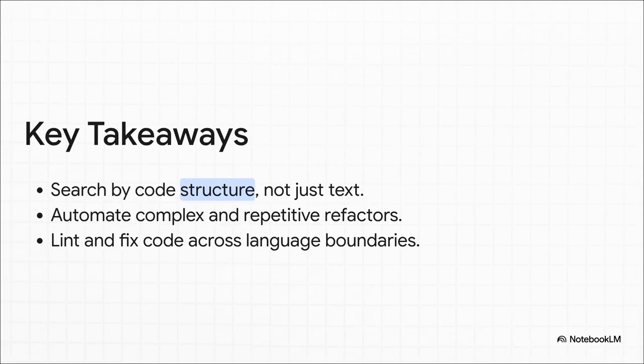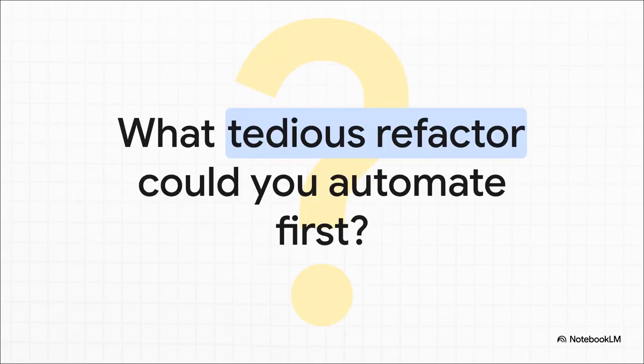So let's just quickly recap the big ideas here. First, with ast-grep, you search by code structure, which makes your searches totally immune to formatting quirks. Second, you can automate those complex, tedious refactors safely and consistently. And finally, you can lint and fix code even when it's embedded in a totally different language. So I'll leave you with this question. Think about your own projects right now. Think about that one annoying, repetitive code change you've been putting off because it's just too much of a pain. With a tool like this in your back pocket, what's the very first refactor you could finally automate?